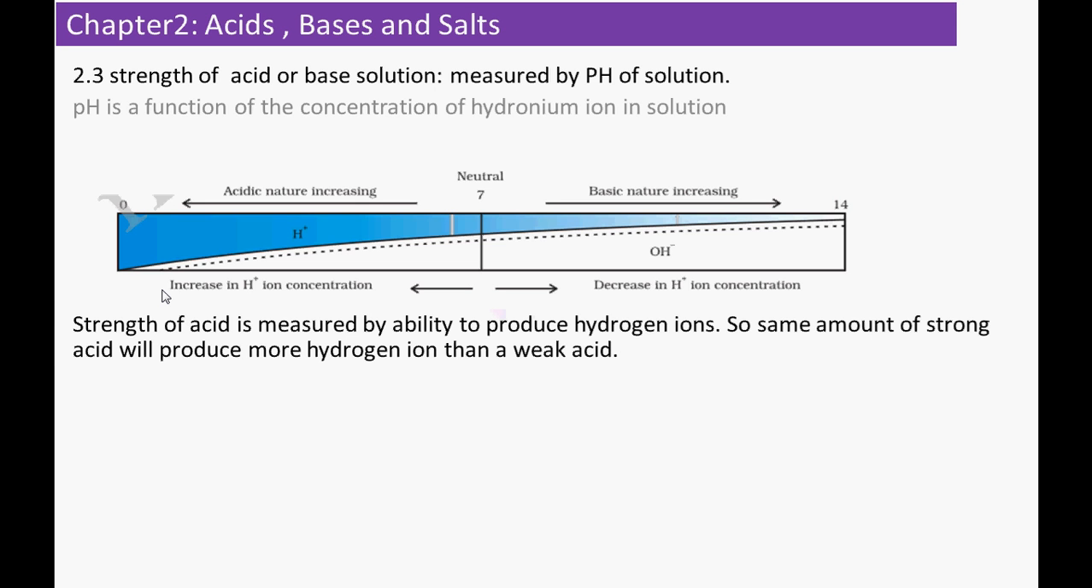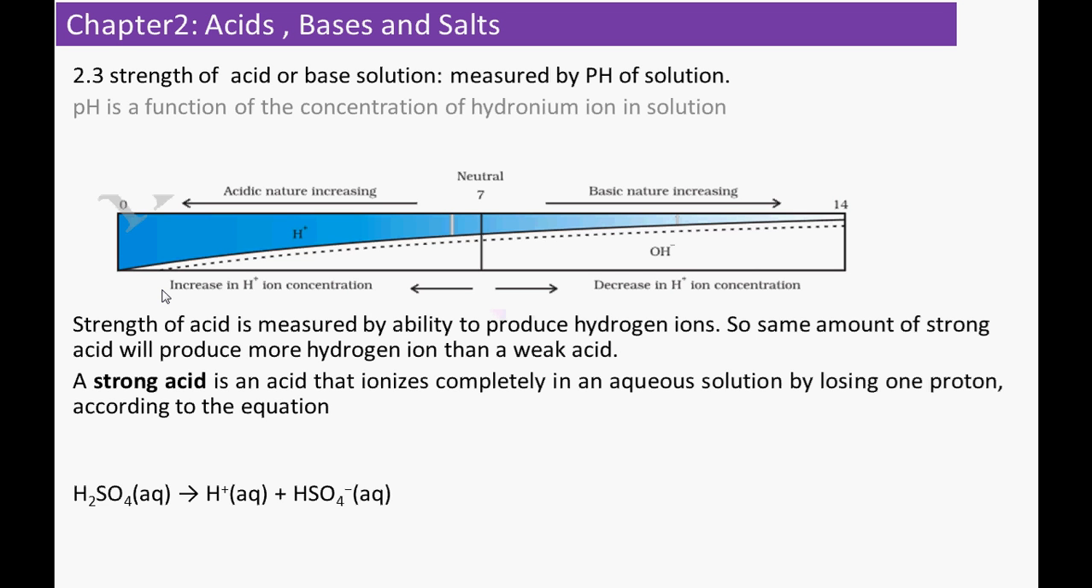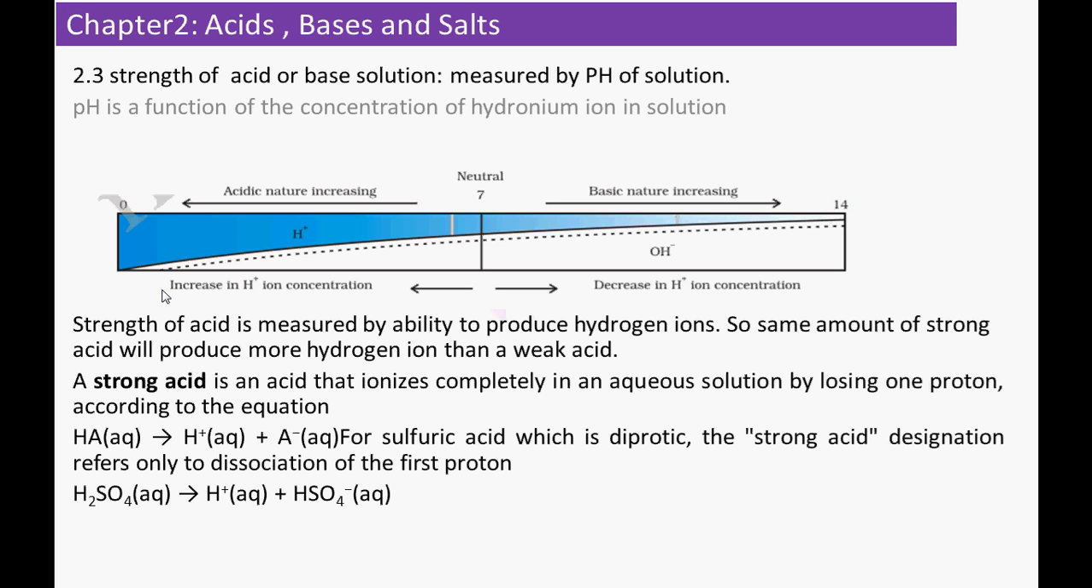Strength of an acid is measured by its ability to produce hydrogen ions. So the same amount of strong acid will produce more hydrogen ions than a weak acid, because of the H plus concentration. A strong acid is an acid that ionizes completely in an aqueous solution by losing a proton. H plus is nothing but one proton, as you know that hydrogen doesn't contain any neutron. HA is a typical acid, so H plus aqueous and A minus aqueous.